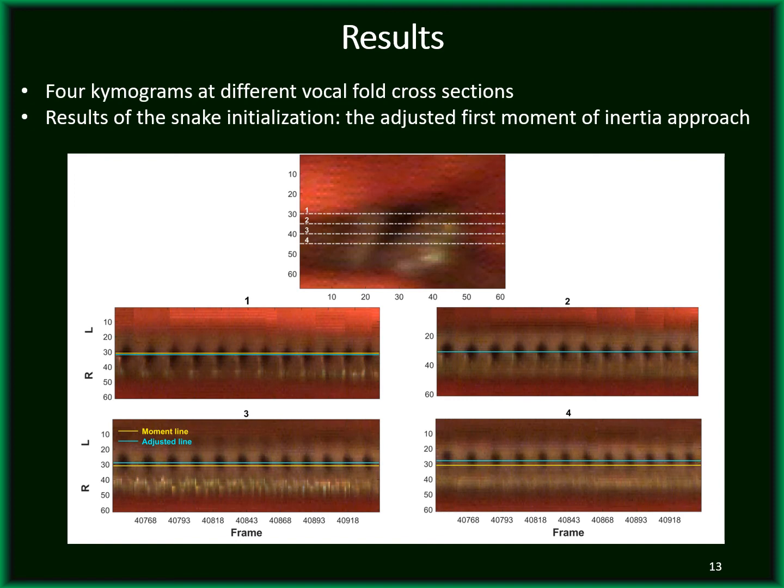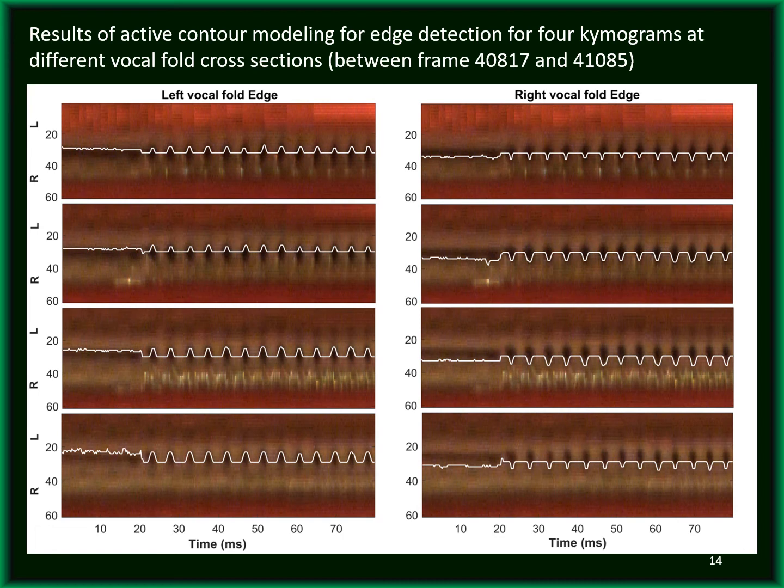The 4 kymograms in this slide are extracted at 4 different vocal fold cross-sections shown on the top image. The kymograms are extracted from the same vocalized segment over 200 frames. You can see the first moment of inertia shown in yellow and the adjusted moment line shown in light blue for each kymogram. After the snake initialization, the active contour modeling approach was applied to the right and left edges of vocal folds. The extracted left edges of the vocal folds can be seen in the kymograms in the left, and the right edges are shown in the kymograms in the right side.